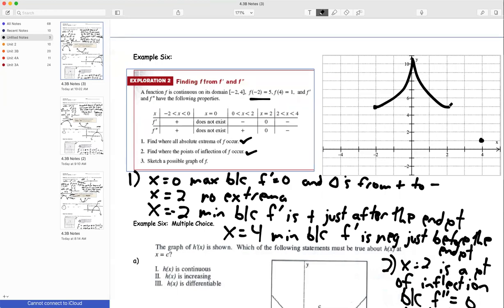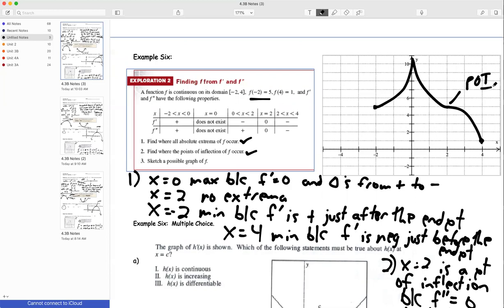And at 2, I wrote here that there was a point of inflection. So it's got to switch concavity at x is equal to 2. And if you look at the interval from 2 to 4, the first derivative is negative, so it's going to be decreasing. However, it's going to be concave down on that interval, so it will do something like that, where there is a point of inflection there at x is equal to 2.